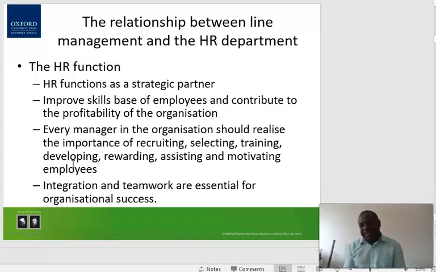Because every manager works with people. There are other managers who do not necessarily fall under the HR function, but they have people that report to them. They also have authority over other people. So every line manager has to have people skills. Every line manager has to be in a position to understand people and to treat people well, to motivate people. They must also understand issues of recruitment, selection, training and development, rewarding people, and so forth.